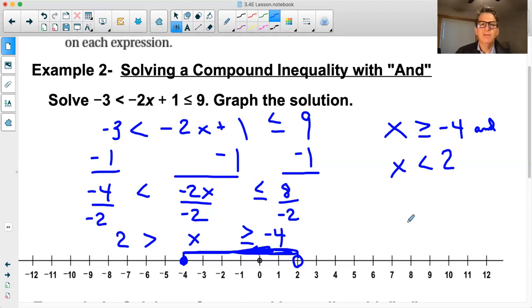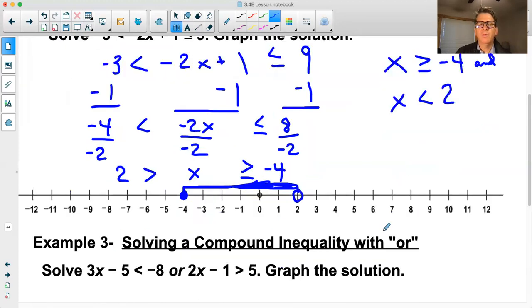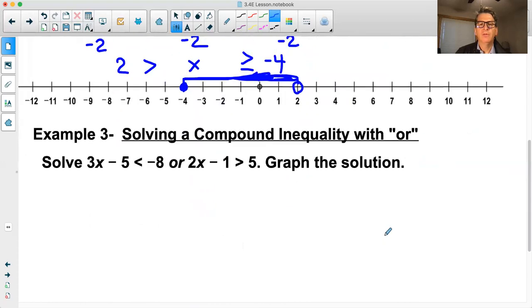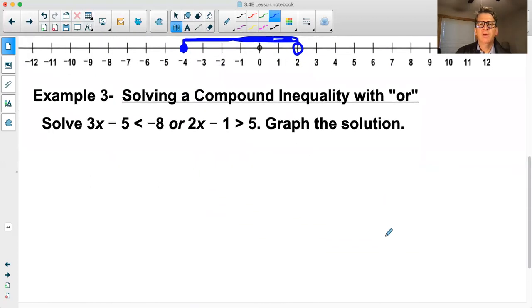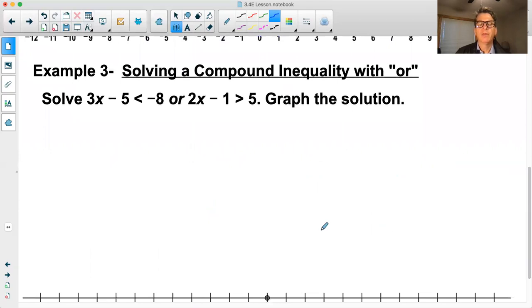Example 3, you guessed it, is not an "and," but it's an "or." Okay, so with example 3 now, you've got "or" here. Let's do this one quickly. Basically, you've got a left or a right. When you go to solve this, you treat them as two separate inequalities. You write the inequalities out and solve them.